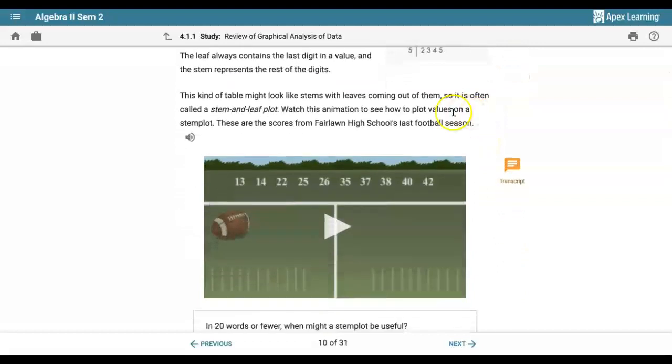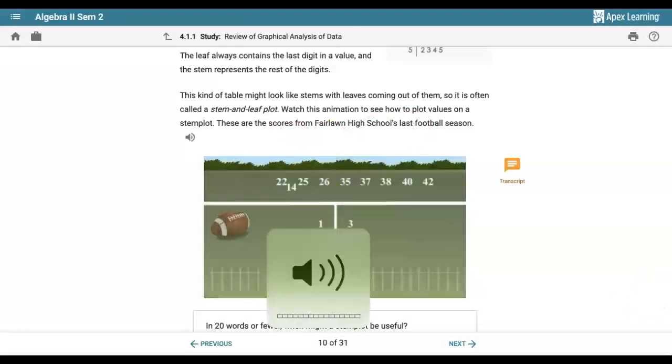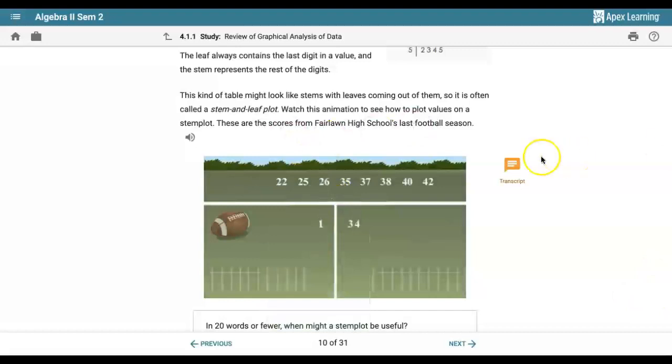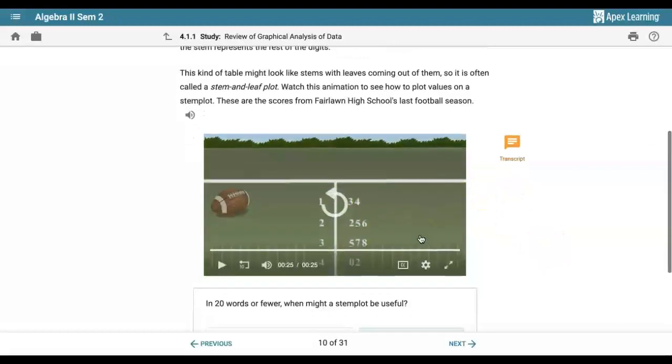All right, let's take a look at what a stem and leaf plot looks like here. So, obviously splitting apart, the stem is the first number, the leaf is the next number. Okay, that's a pretty easy way of making a stem and leaf plot.